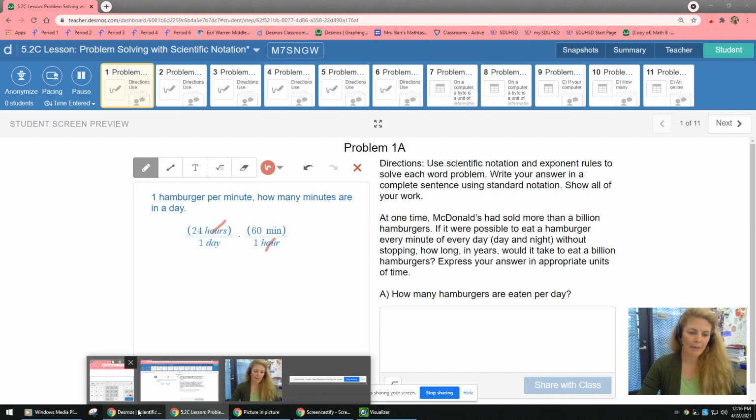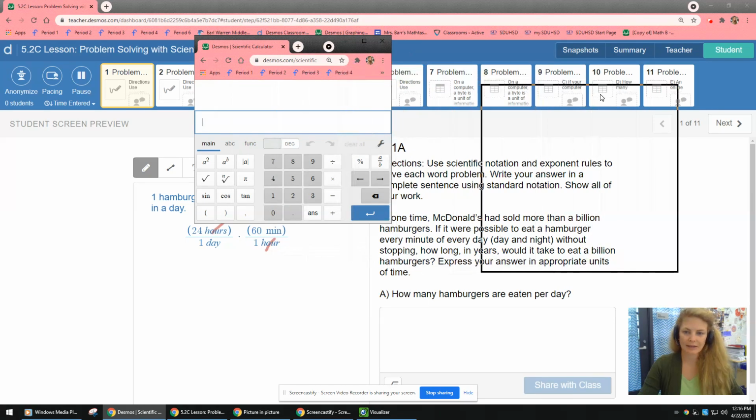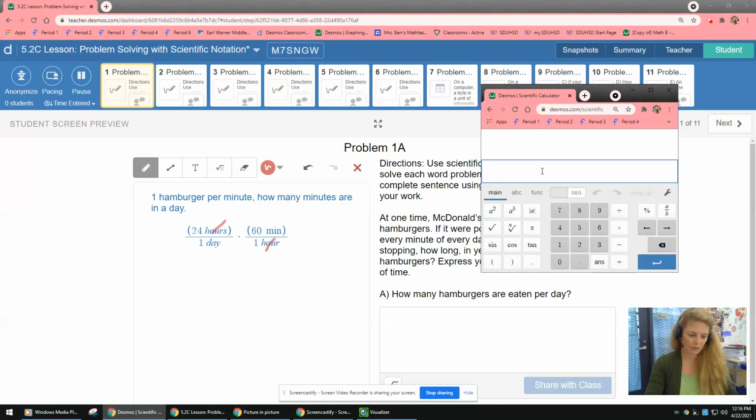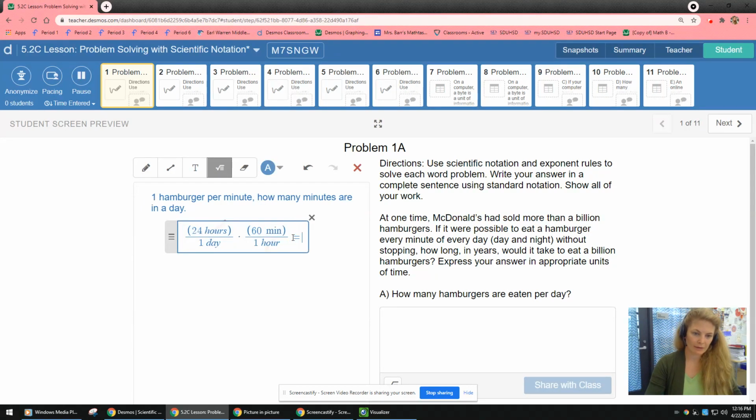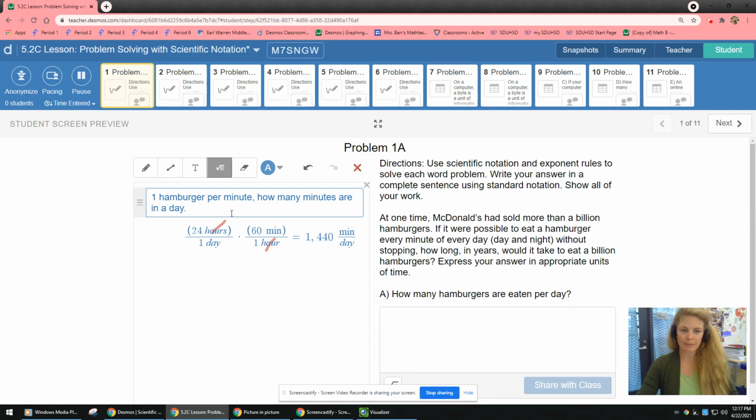So go ahead and grab a calculator. I really like the Desmos scientific calculator, and we're going to do 24 times 60, and we get 1,440. So we know that this is equal to 1,440 minutes per day.